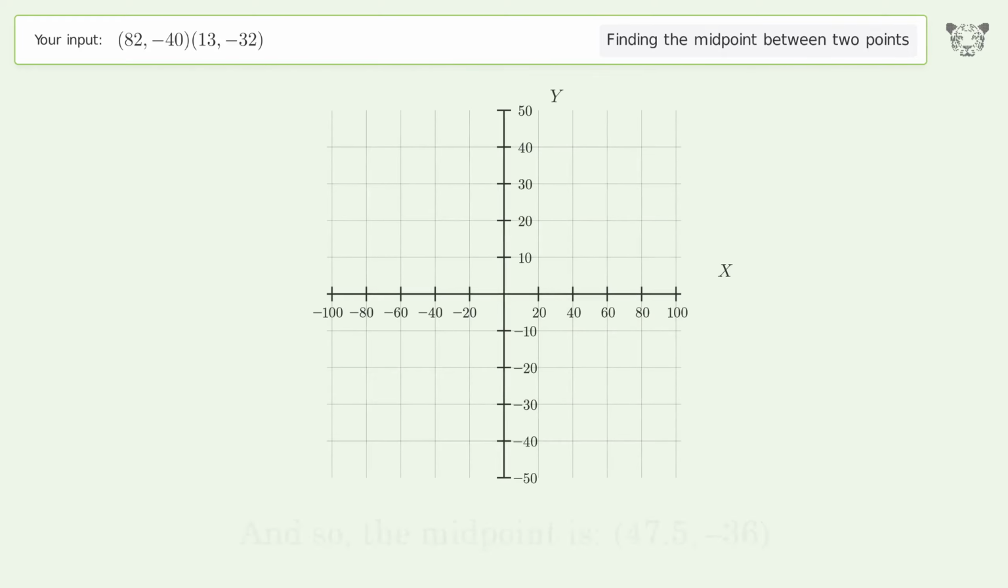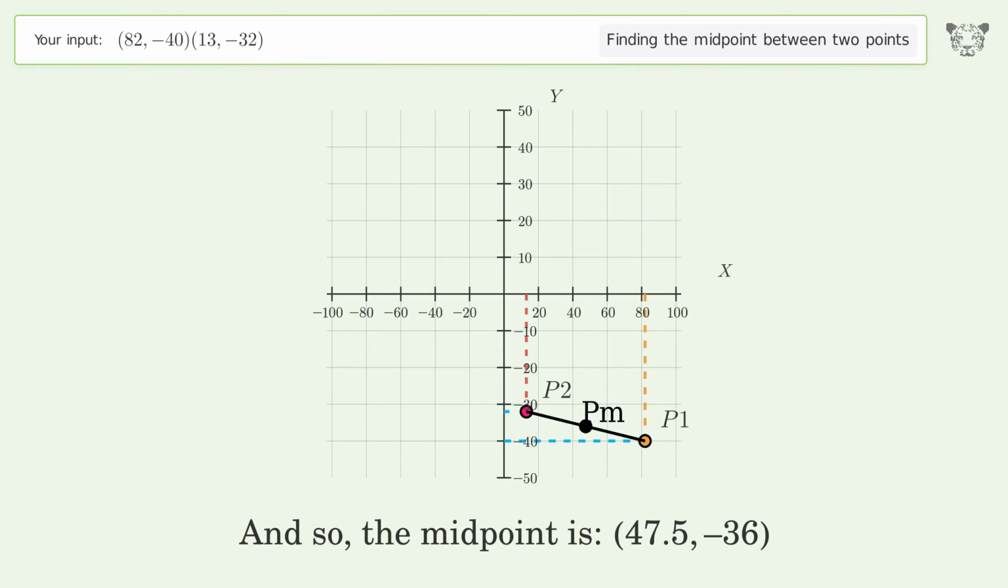And so, the midpoint is 47.5, negative 36.